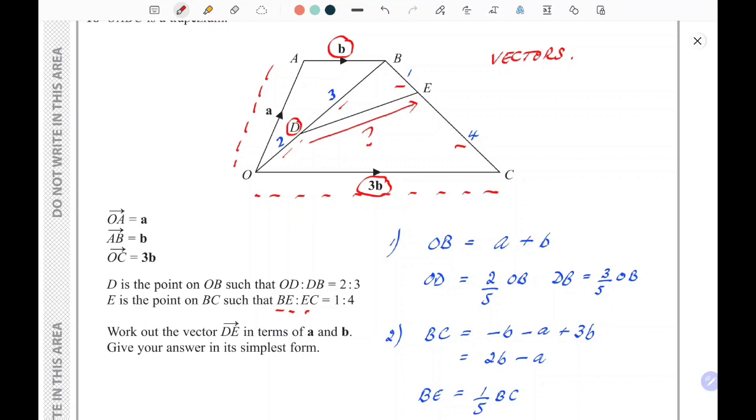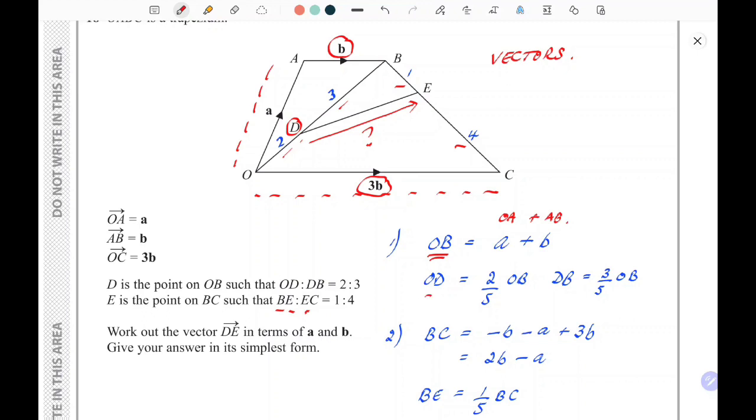We're going to start by structuring this one step at a time and breaking it down. First thing we want is OB. And OB is simply going up to OA, so that's OA plus AB. So just a plus b.